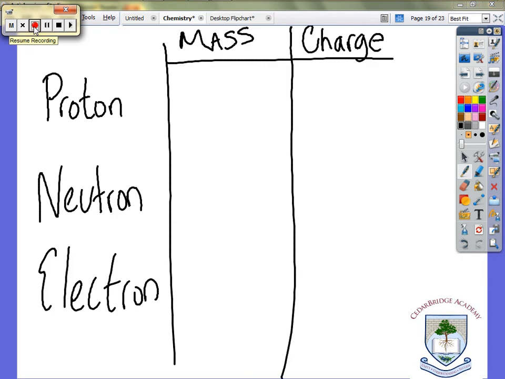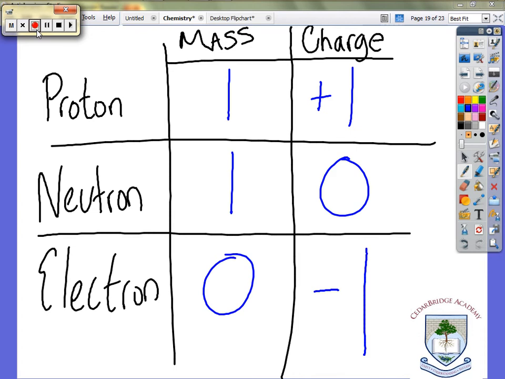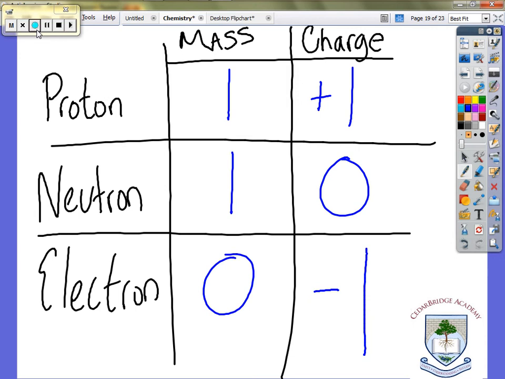So they want to know the mass and the charge of protons, neutrons, and electrons. This is the basis of all chemistry. So easiest way to get it into the book is just to make a table. And there you go. The proton has a mass of 1. There's no unit after it that we need to know about. It's an approximate mass. If you look at what the syllabus says, state the relative charge and approximate relative mass. Sorry, it's relative approximate. So compared to everything else, it has a mass of 1.